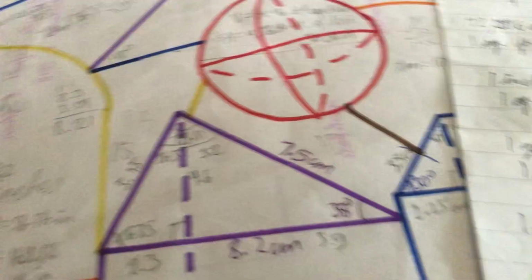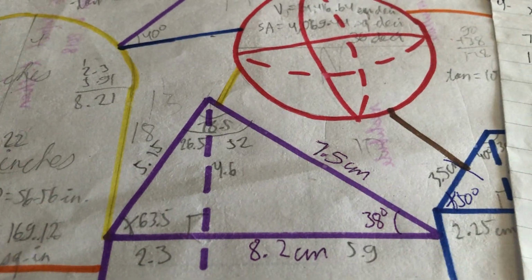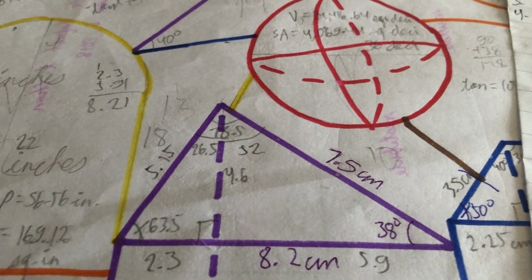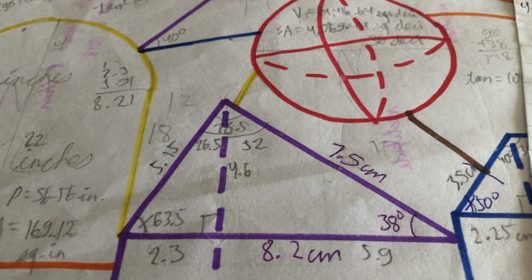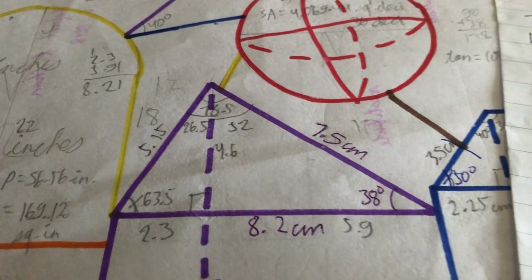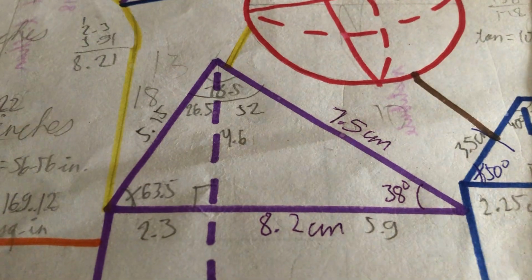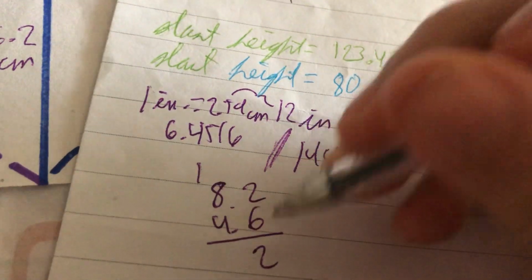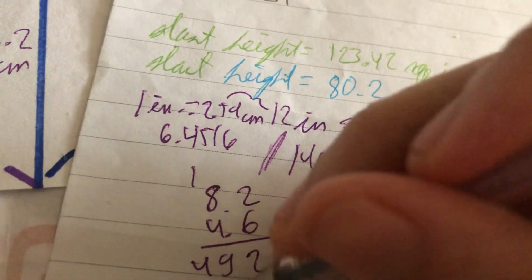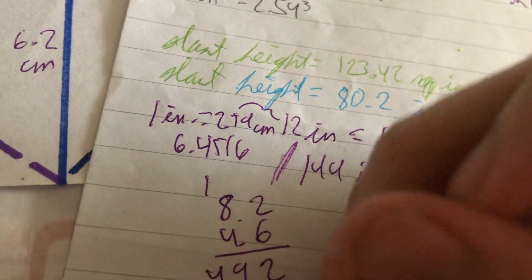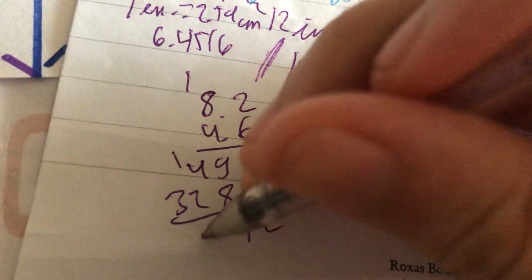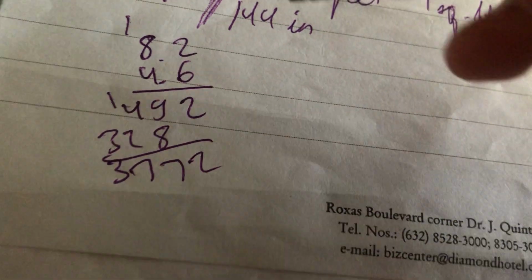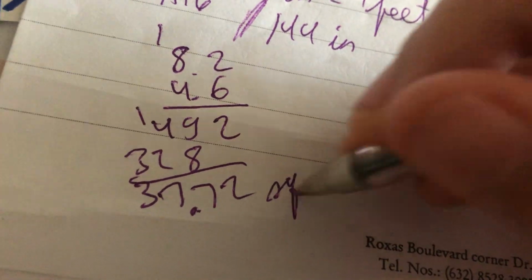Okay? Now, can we solve for the area? Yes, we can. To solve for the area of one triangle, mabilis lang yun. Remember, base times height. The base is 8.2 and the height is 4.6. So, therefore, 8.2 times 4.6. Tama? 2 times 6 is 12. This is 48, 49. 8, 32. Add. So, the answer is 37.32 square centimeters.